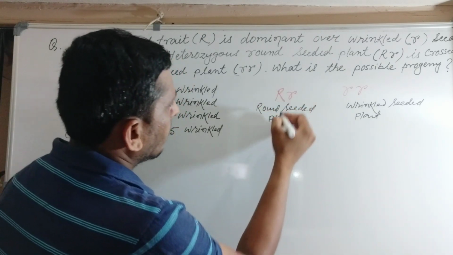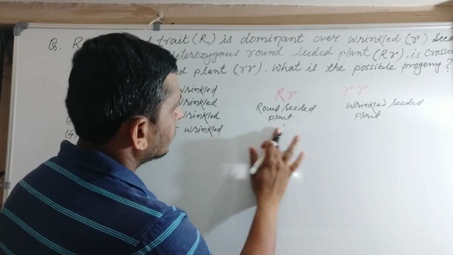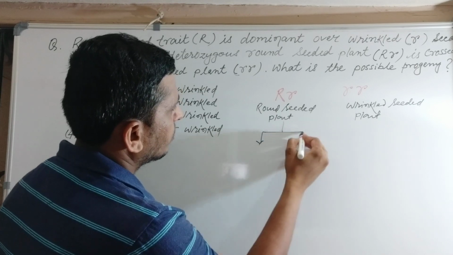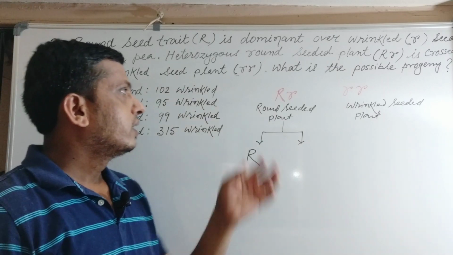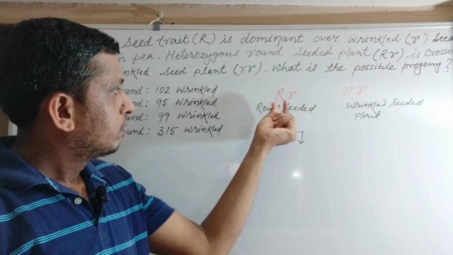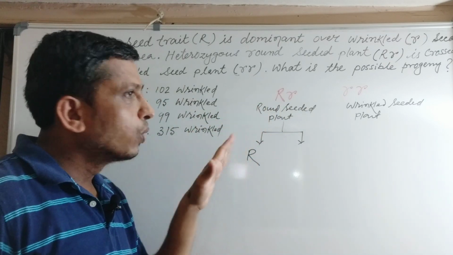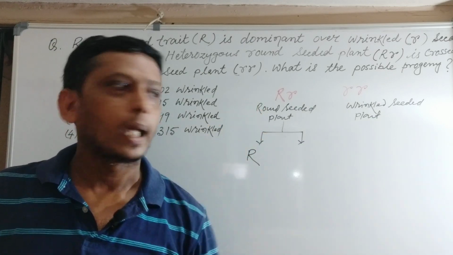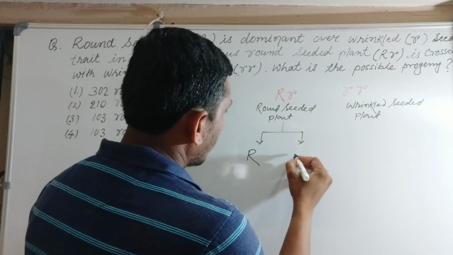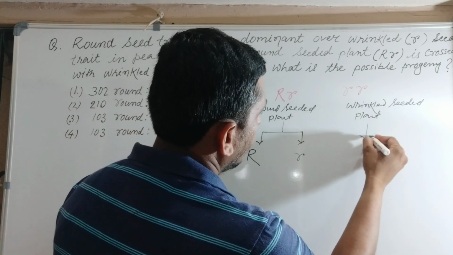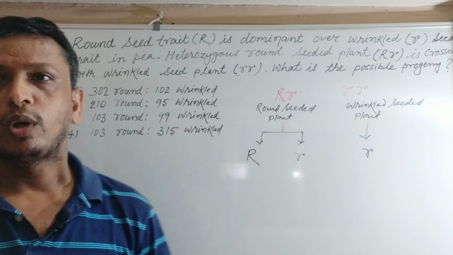Now the gametes formed by this parent will be of two types. One is with capital R, because we know that during gamete formation the alleles of a gene get segregated into different gametes. So capital R will go to one gamete and small r will go to another gamete. So two types of gametes will be formed, and in this parent you will get only one type of gamete, that is having small r only.